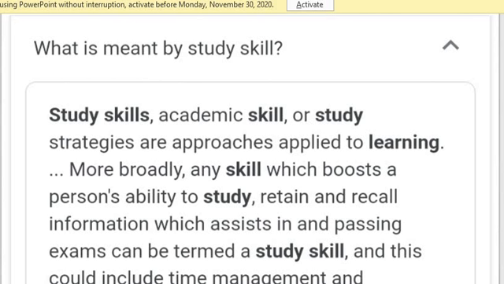So this is another definition of what is meant by study skills. Study skills, academic skills or study strategies are approaches applied to learning. More broadly, any skill which boosts a person's ability to study, retain and recall information, and which assists in passing exams, can be termed study skills. This could include time management, and there are various factors included in that. So let's move on to the next one.